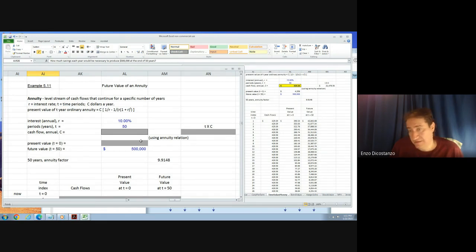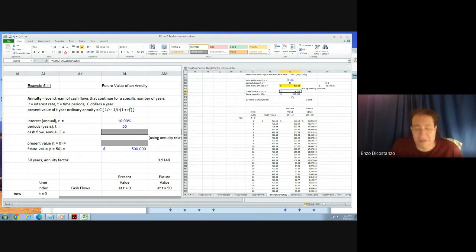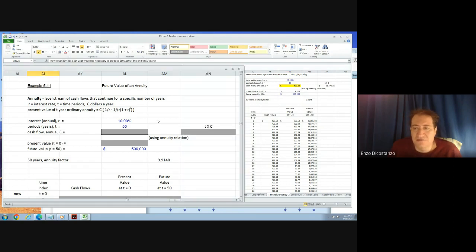Another way to look at this is, if today you had 4,259 and started with that, the interest that gets kicked off every year gets reinvested, and it's going to grow to 500,000. So if you just had a lump sum of 4,259, it would grow to that. It's 50 years at 10%.